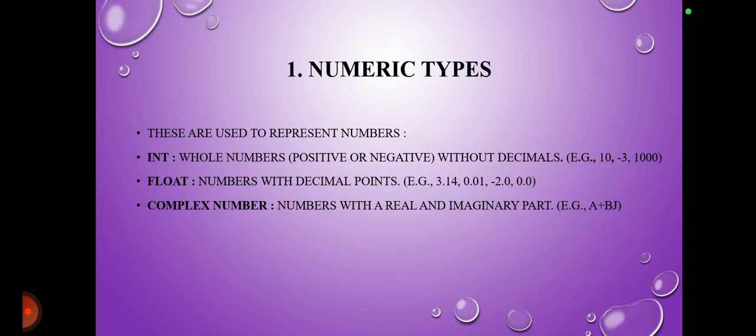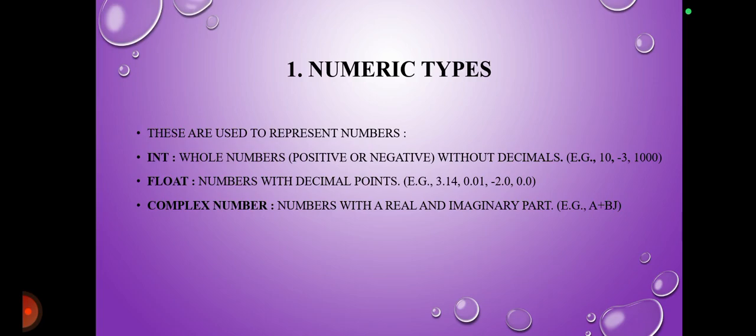Now that we have seen the overall structure of Python data types, let's start with the first category, numeric types. In Python, numeric types are used to represent all kinds of numbers, whether it is a whole number, a decimal, or even numbers with an imaginary part. First, we have integers, or int, in Python. These are whole numbers, which means they don't have any decimal part, just plain numbers like 10, -3, or 1000.